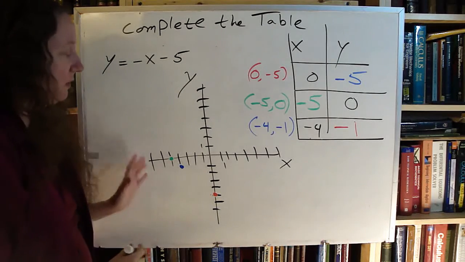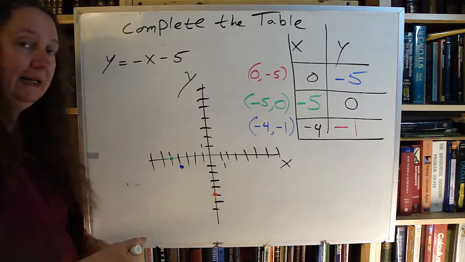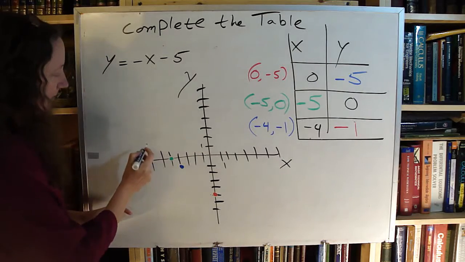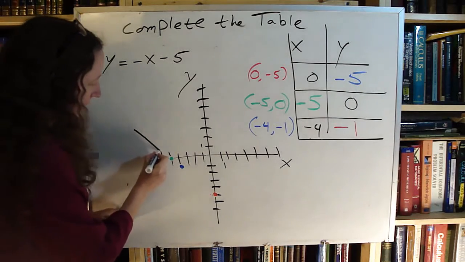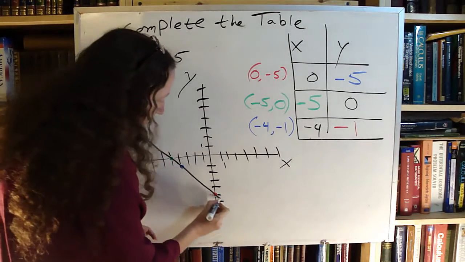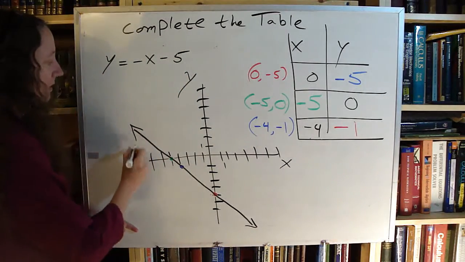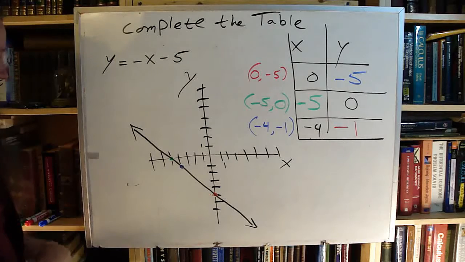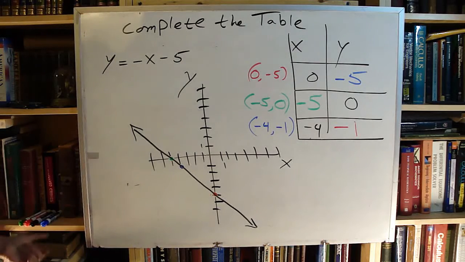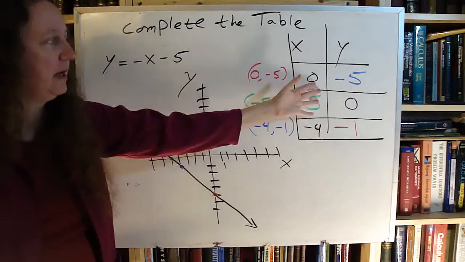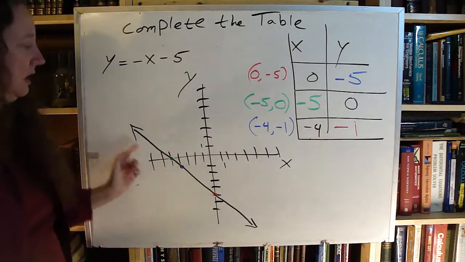One more thing to do and my graph is finished. I need to connect my dots. So I am taking my line, starting it way out here, going through all of my dots, put an arrow at each end. I have my equation, I have my table, and I have my graph.